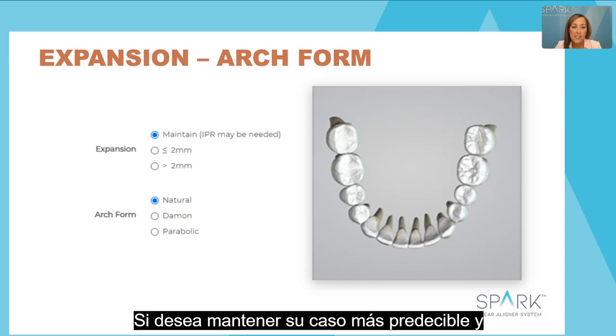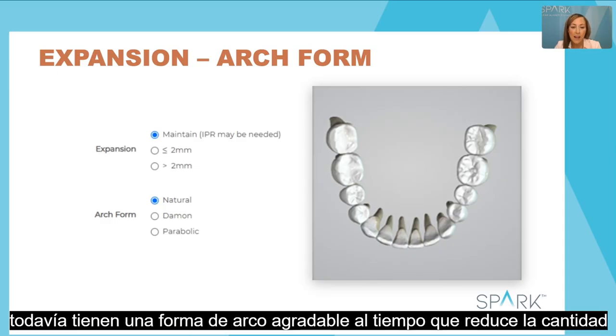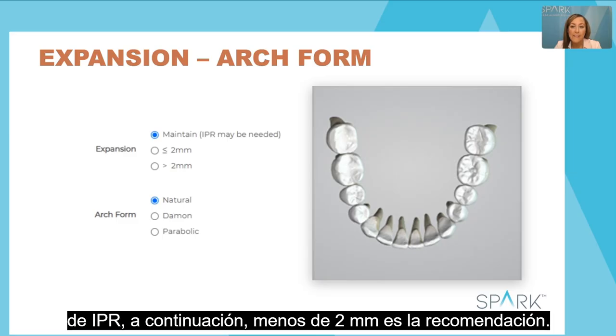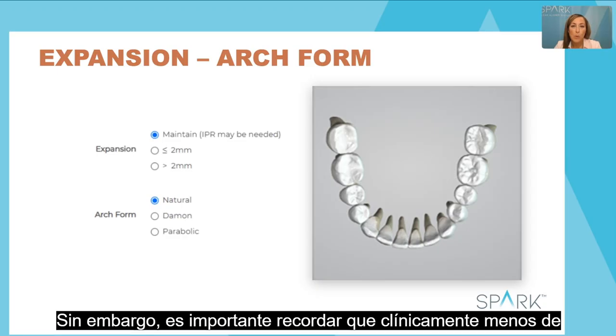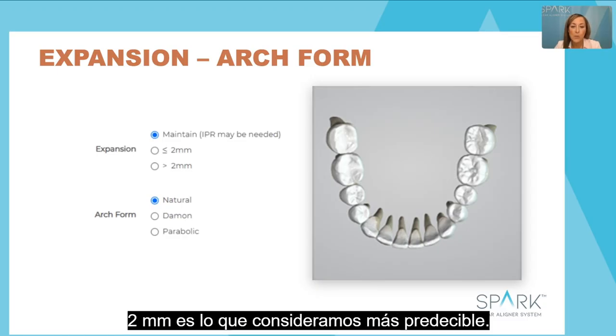If you want to keep your case more predictable and still have a nice arch form while reducing the amount of IPR, then less than 2 millimeters is the recommendation. More than 2 millimeters is going to overexpand the arch, but that is up to your discretion. However, it's important to remember that clinically, less than 2 millimeters is what we consider more predictable per quadrant.